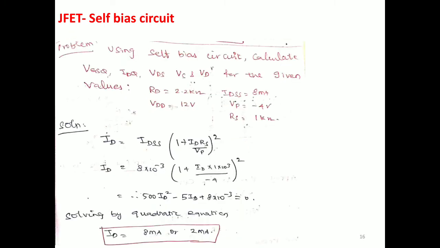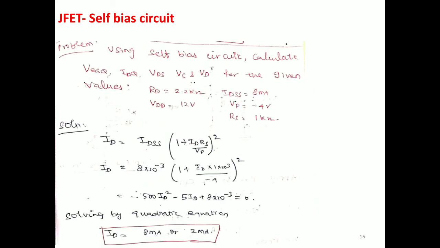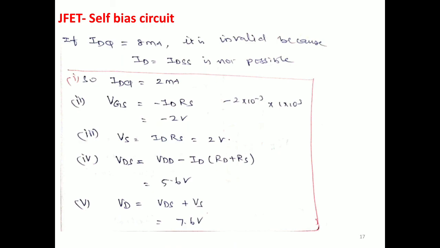So let us move on to the self-biasing problem. Everything is given. Our ultimate aim is to find the ID value. ID is equal to IDSS into 1 plus ID RS by Vp, the whole square. Substitute, and we get the second order equation. By solving the quadratic equation, ID is equal to 8 milliamps or 2 milliamps. Note down, the given IDSS is 8 milliamps.